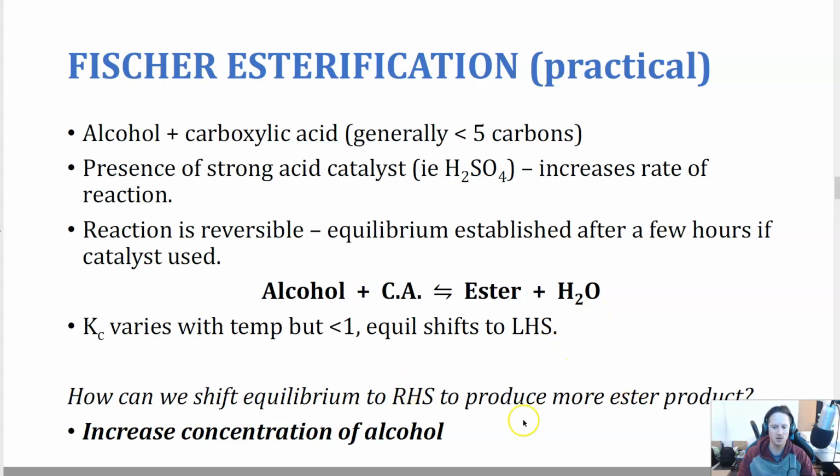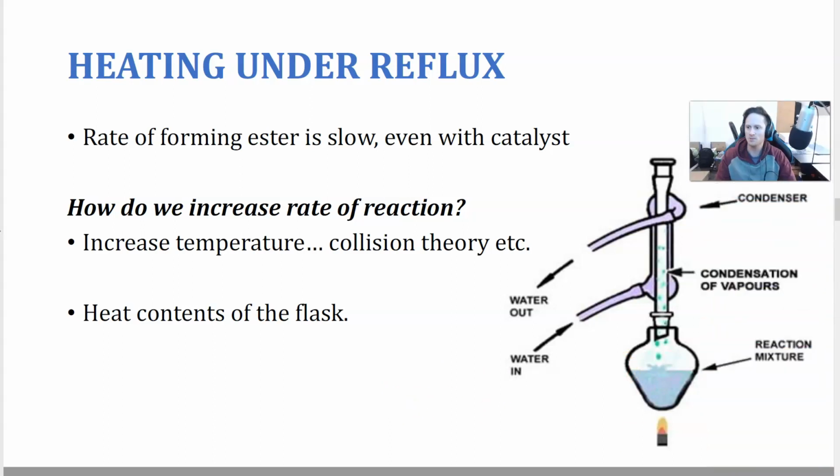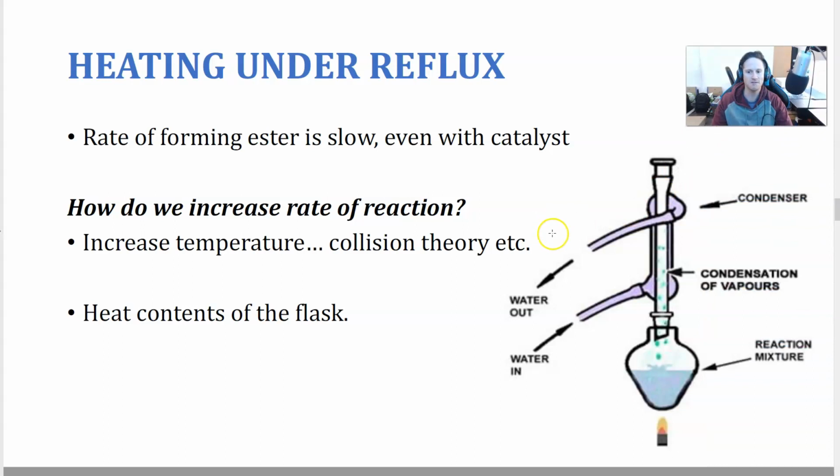There are some things that we can do though to increase the yield. One methodology is to increase the concentration of alcohol that's being used, which will shift the equilibrium to the product side. So the rate of formation of an ester is very slow, even with a catalyst. So what we need to do is we need to heat under what's called reflux.